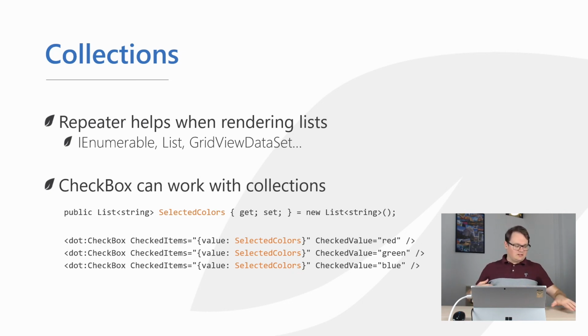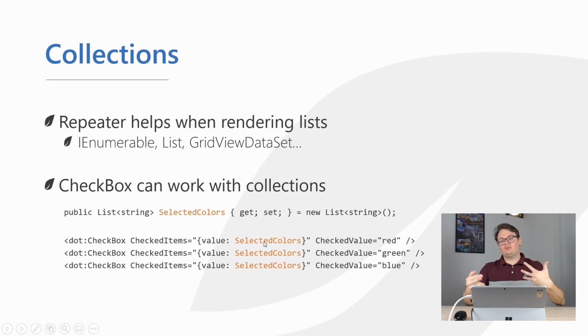It's quite easy to do with checkbox, because there is the CheckedItems property, which you can point to a collection of any objects, or in this case I'm using strings, and then specify a CheckedValue, which means that when you check this specific checkbox, this checked value will be added into this collection. And also, if you uncheck it, it will be removed from this collection.